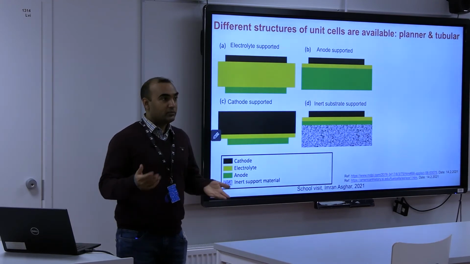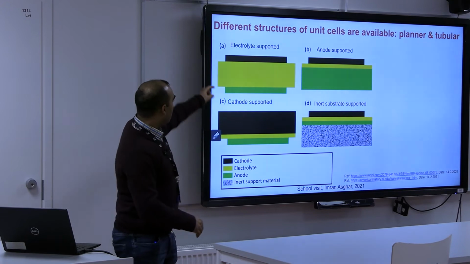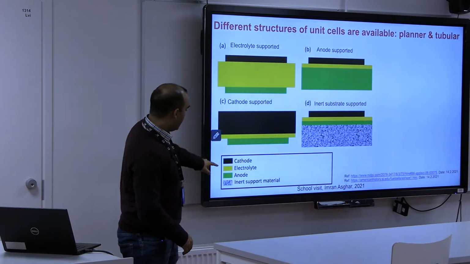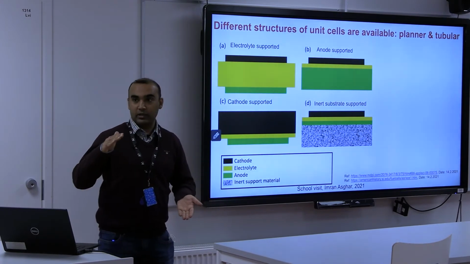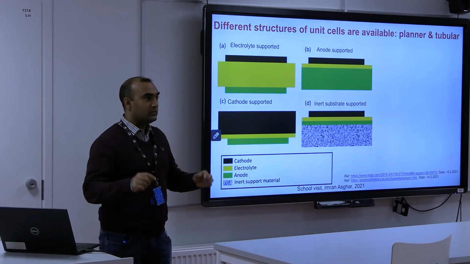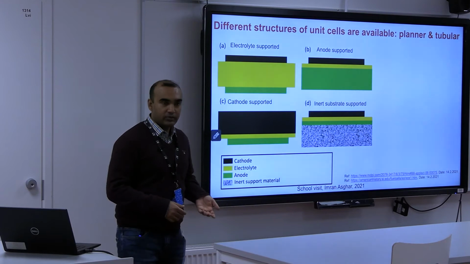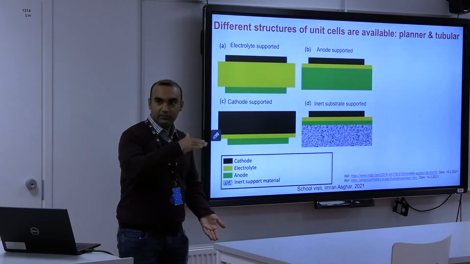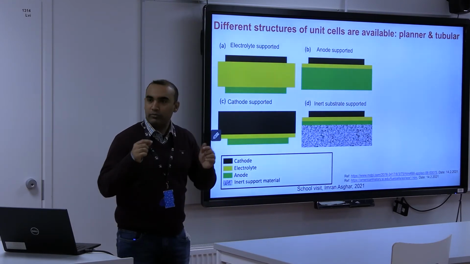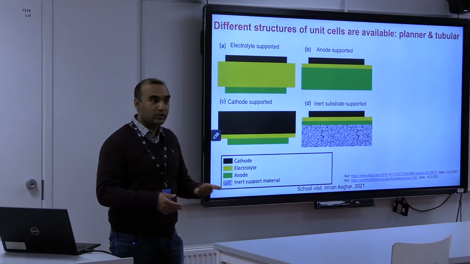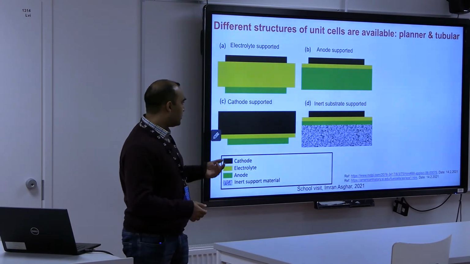It can be electrolyte supported cells, when we have a huge electrolyte. So the yellow color here is the electrolyte. We can make a very thick electrolyte and very thin electrodes, so it's called an electrolyte supported cell. The other configuration is that we make our anode very thick, and the other layers can be made only a few microns. So that will be an anode supported cell. Similarly, we can make a cathode supported cell.